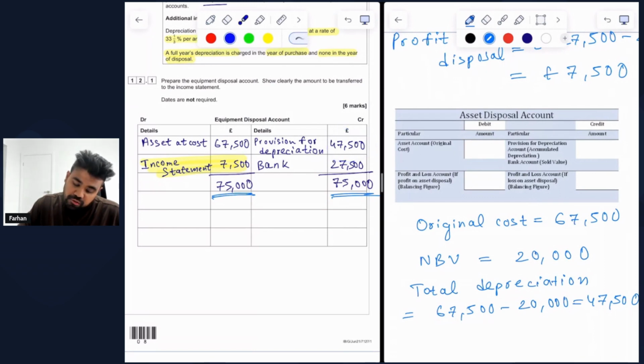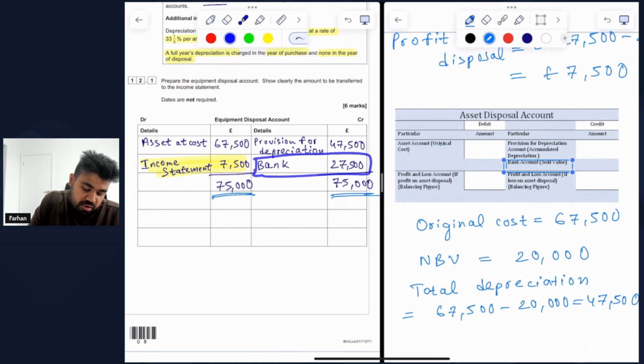So if you take a look at the format, we can also see that it includes bank here. That is why within the equipment disposal account, we have included bank on the credit side to be £27,500.